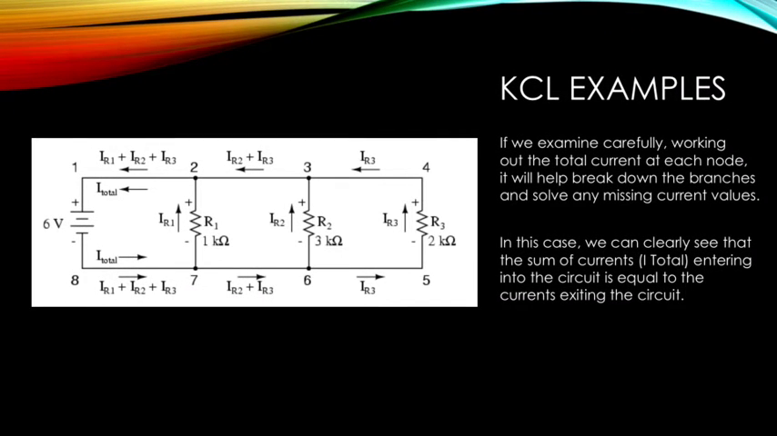In the example pictured, we are given a brief understanding of how KCL works in circuits. If we examine carefully, working out the total current at each node will help break down the branches and solve any missing current values. In this case, we can clearly see that the sum of the currents, I total, entering into the circuit is equal to the currents exiting the circuit.